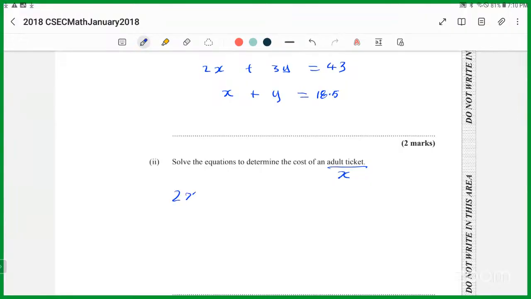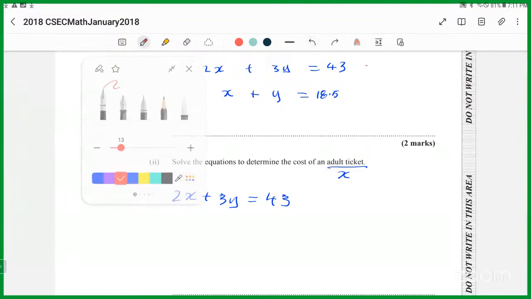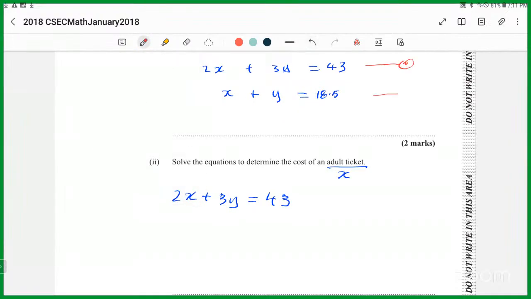So it's 2x plus 3y equals 43. Since I want to eliminate the y, I'm going to multiply this one by 3. So let's call this equation 1 and call this equation 2. That goes better. Equation 1 and equation 2.